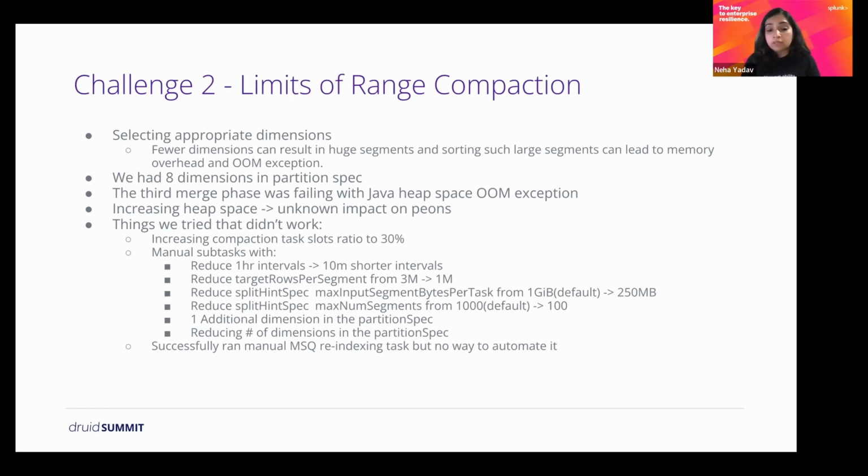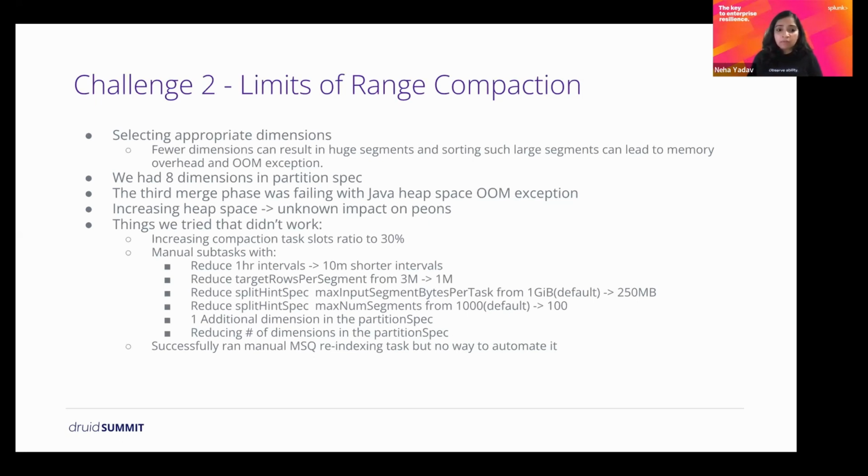There were some things that we really tried, but they did not work. The very first thing that we tried from our previous challenge was increasing task slots to 30%. We thought that maybe there are fewer tasks running that are handling a large amount of data. When that didn't work, we completely stopped range compaction, because we were worried about lagging or failing compaction tasks hampering ingestion. So we stopped compaction completely and started executing manual compaction tasks.